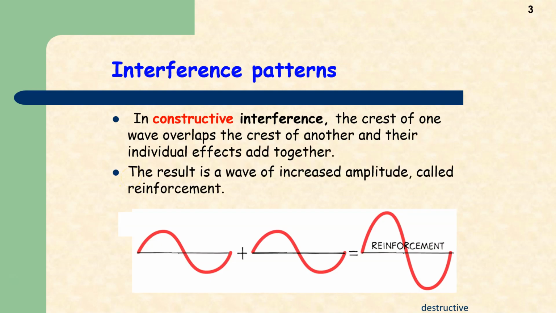There's constructive interference, and this happens whenever a crest of one wave overlaps a crest of another, and a trough of one wave overlaps a trough of another. This creates reinforcement, where you get a wave of the same frequency, but look at the amplitude. The amplitude now adds together.